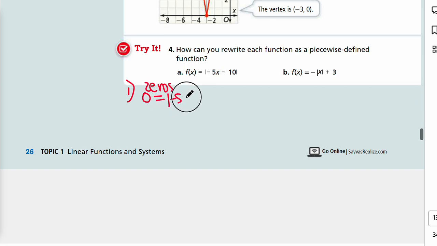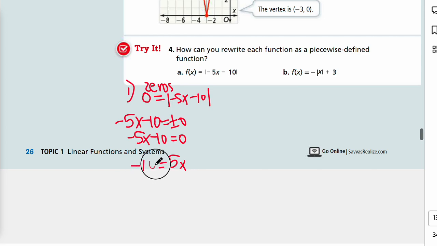0 is equal to the absolute value of negative 5x minus 10. And so that could be negative 5x minus 10 equals 0, plus or minus 0 actually. But it's equal to 0, so we're only going to get one answer. Okay, so that's just 0. And so you can have 5x is equal to negative 10, and x is equal to negative 10 over 5, which is equal to negative 2.